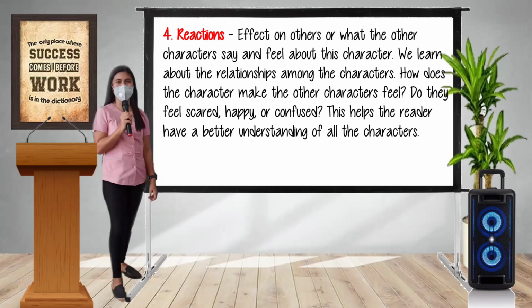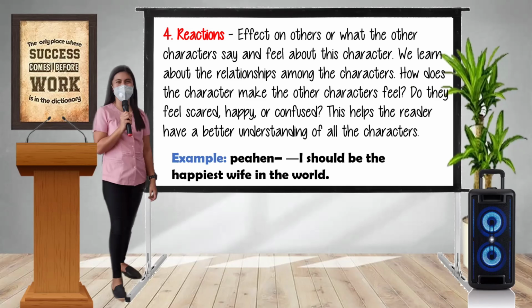Number 4, reactions. Effect on others, or what the other characters say and feel about this character. We learn about the relationships among the characters. How does the character make the other characters feel? Do they feel scared, happy, or confused? This helps the reader have a better understanding of all the characters. Example: as for the peahen, I should be the happiest wife in the world.